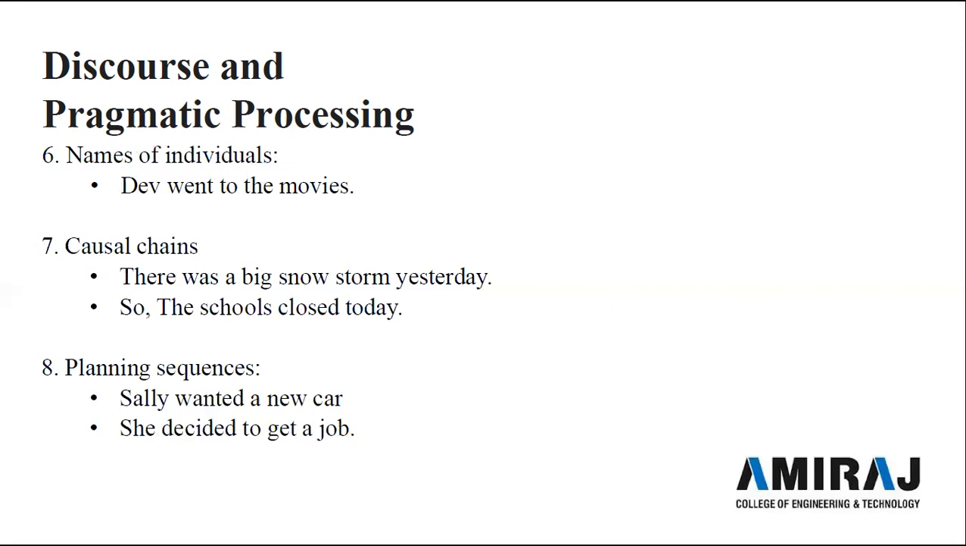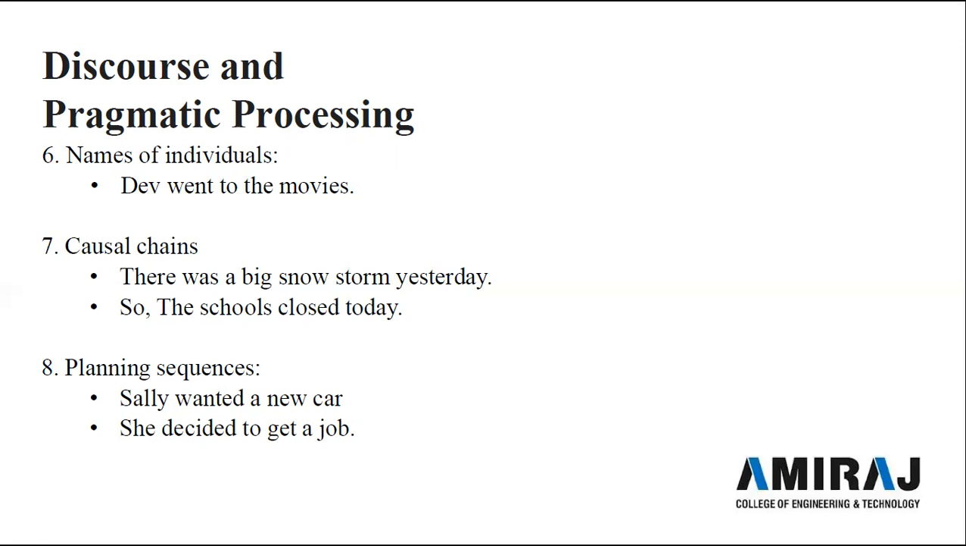Okay. Next is causal chains. There was a big snowstorm yesterday, so the school closed today. So why are schools closed today? What is the reason behind it? Because there was a big snowstorm yesterday, right? So these are a chain of actions. Yesterday there was a big snowstorm and today schools are closed. So the reason behind the closed school is the snowstorm.